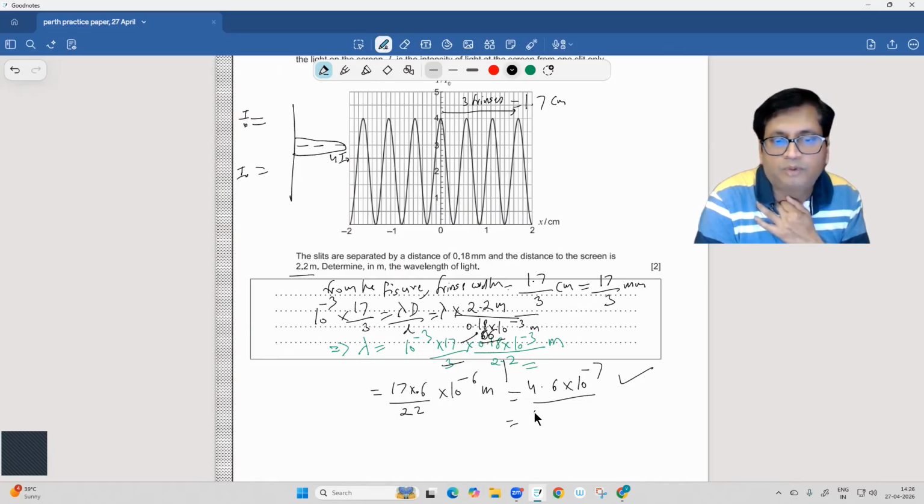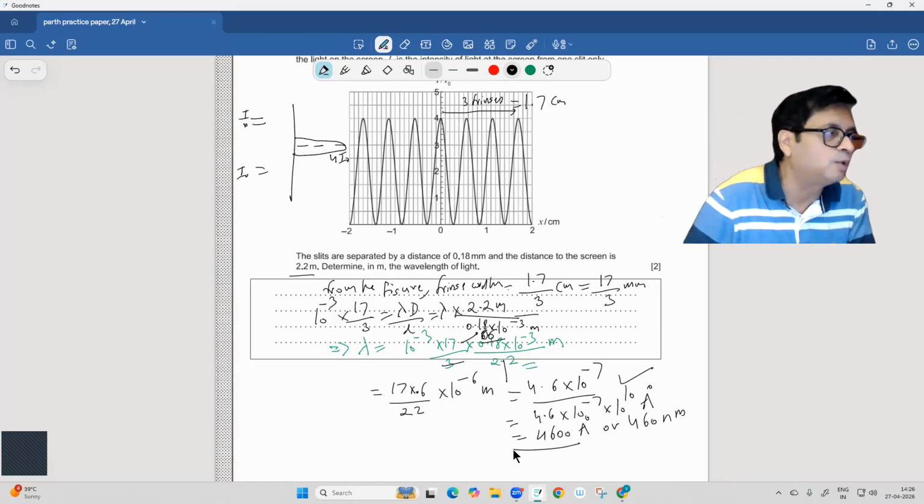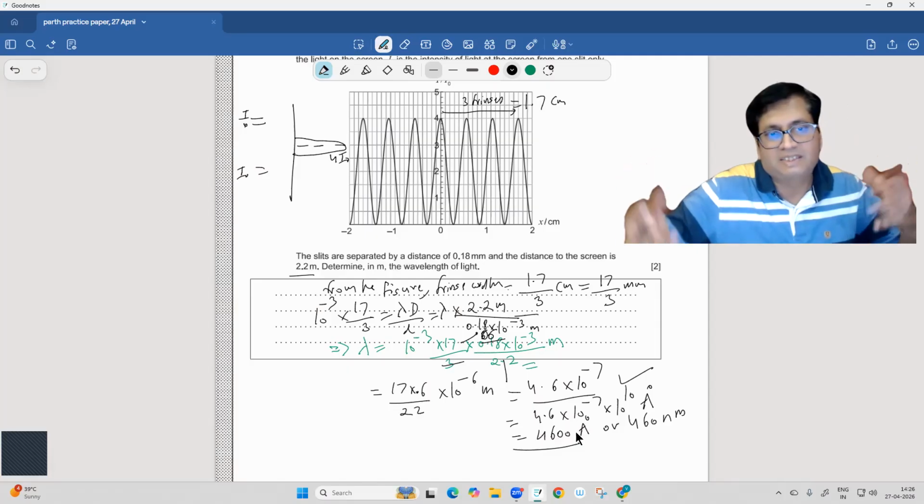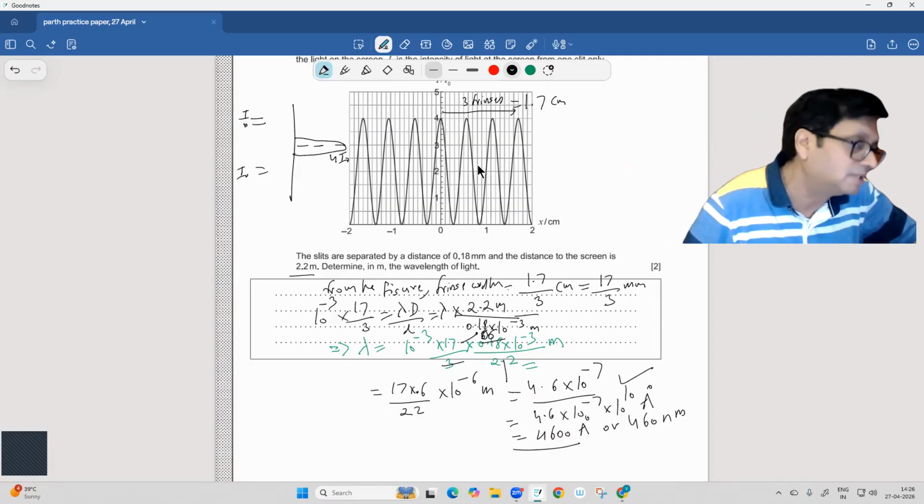Right? So this is like 4.6 into 10⁻⁷ into 10⁻¹⁰ angstrom. So it's like 4,600 angstrom or 460 nanometer. Right? So it's a visible light, right? Because visible light spectrum is between 400 nanometer to 700 nanometer, right? Only then it makes sense. If it was not visible light, how will you see the fringe?